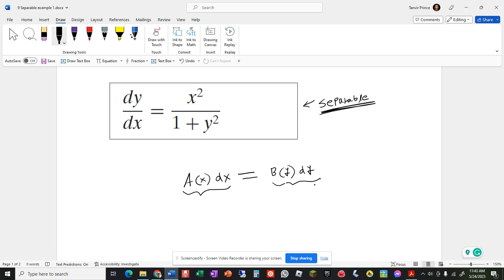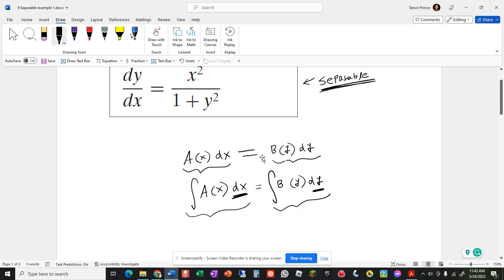Now, once you have a separable equation, how do you solve it? You simply take the integral of both sides. So if you have a separable differential equation, you take the integral of the left hand side, which will be with respect to x, and the integral of the right hand side, which will be with respect to y. Each individual one is a calculus 1 and calculus 2 problem. You might have to use integration by parts, sometimes substitution, and different techniques of integration that you learned.